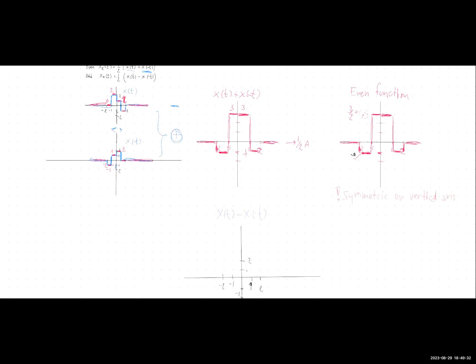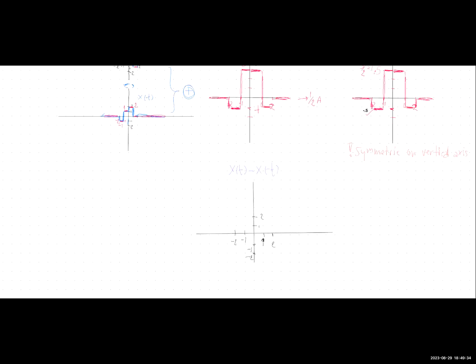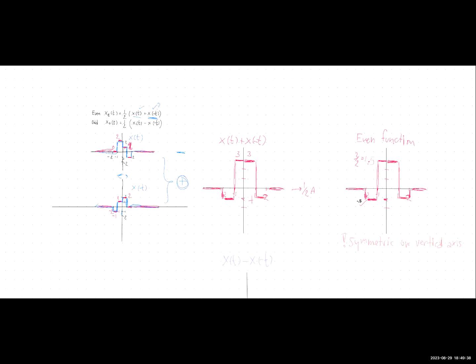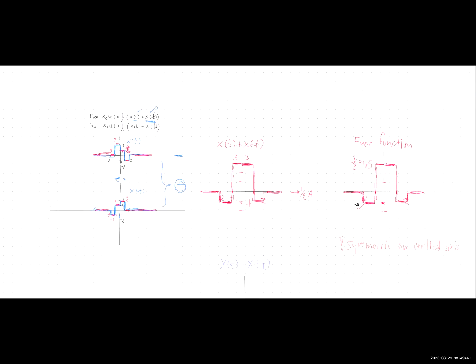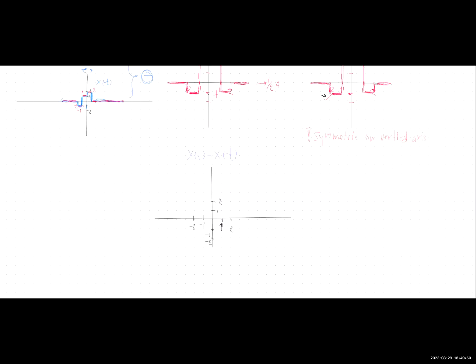Okay, let's start on the leftmost side. Here, from x(t), I have 0, right? And x(-t) is -1. So what is 0 subtracted by -1? It's gonna be 1, right? So this part of the graph is gonna be 1.